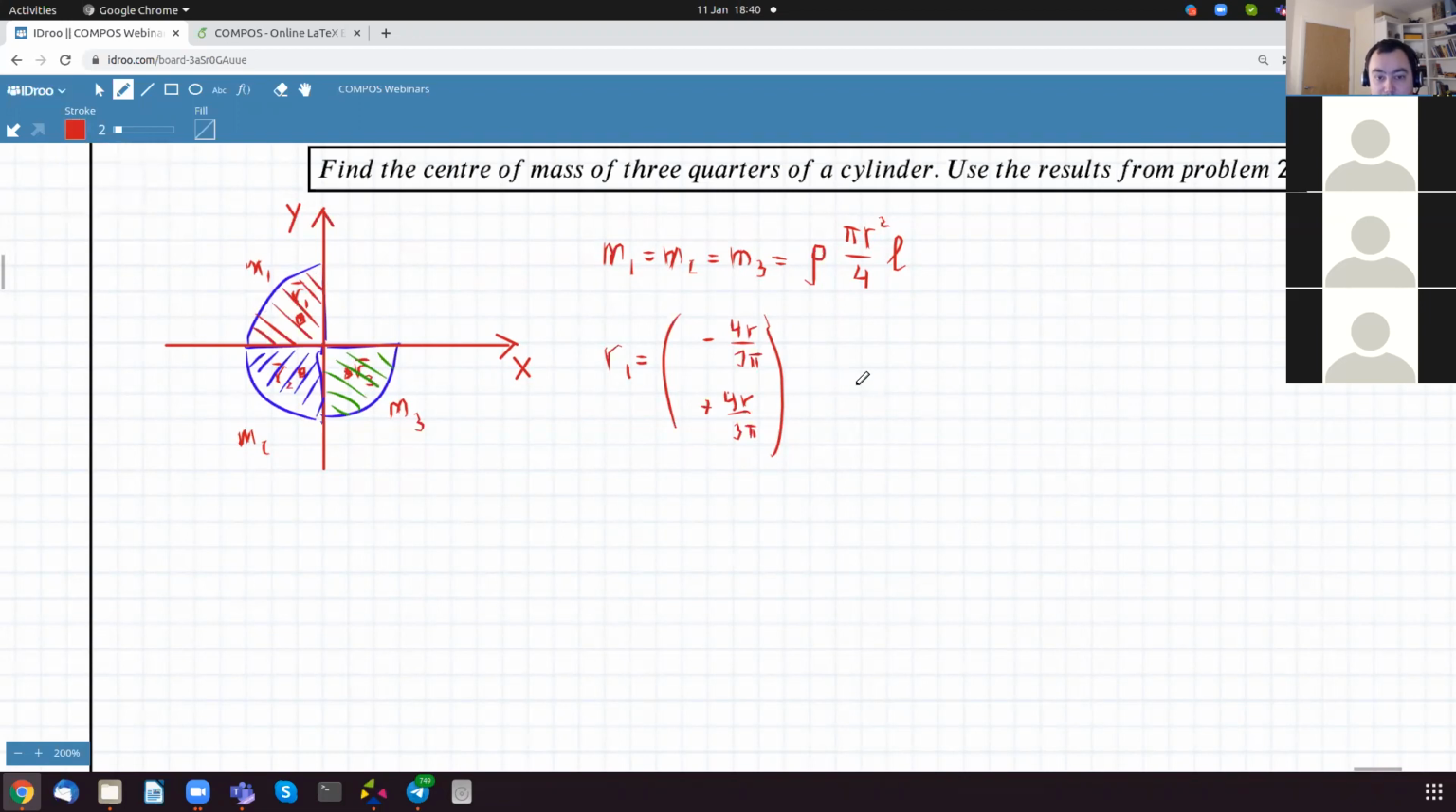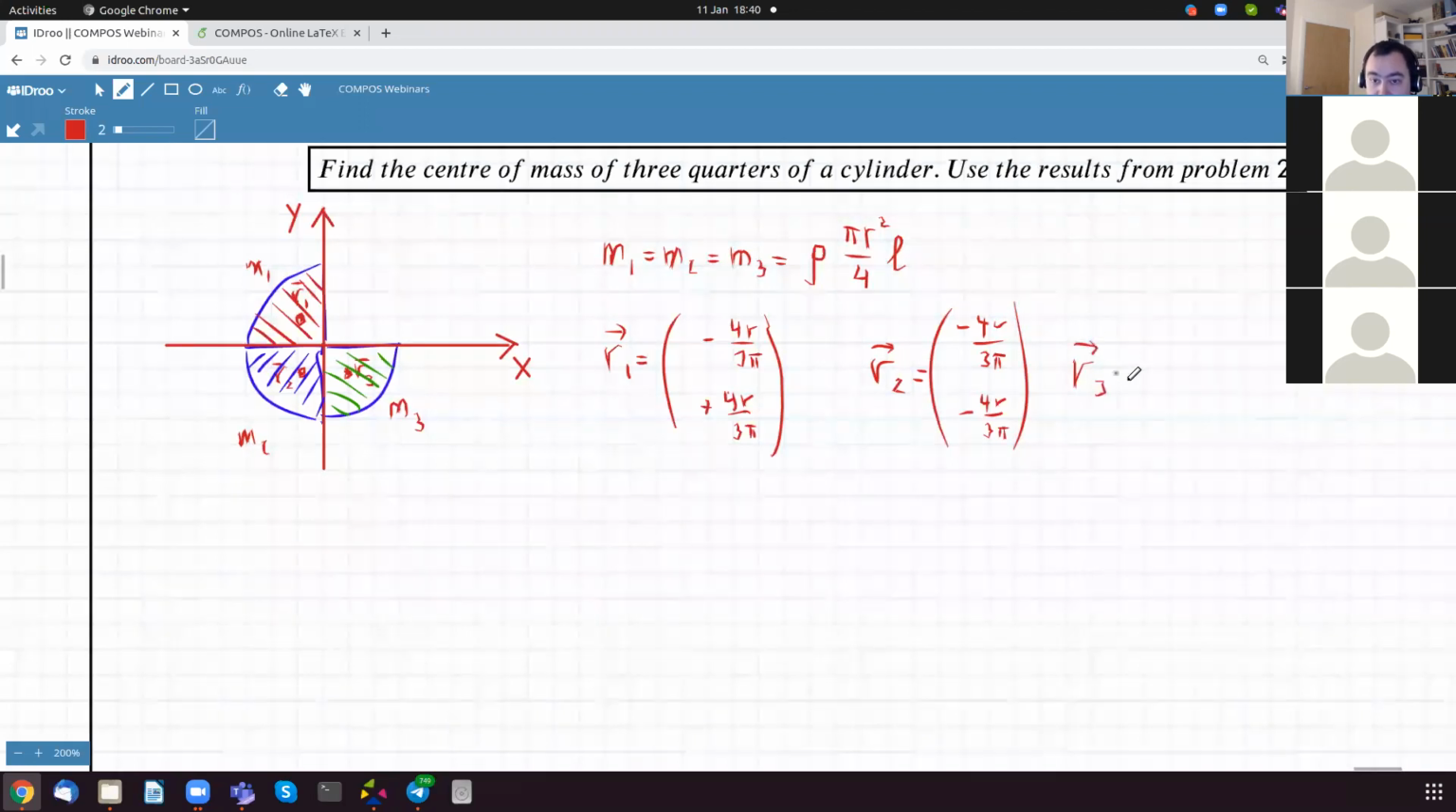Okay, so R1. The position of the center of mass of the second part is minus 4R over 3 pi and minus 4R over 3 pi. And R3 is 4R over 3 pi and minus 4R over 3 pi.